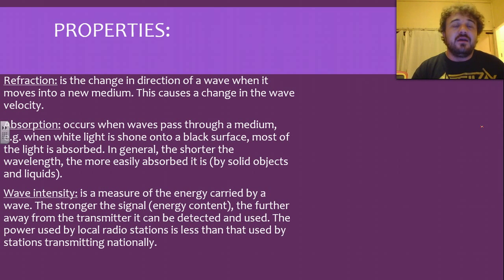Refraction is the way the wave changes direction. We can use it to slow waves down, or to bend them. Absorption is when a wave passes through a medium and loses its intensity. As sound passes through a wall from the air, it loses intensity. It gets absorbed, or with light, a black object absorbs most of it. Wave intensity is the strength, so the amplitude. The higher the amplitude, the more intense it is, and the further it will go, because that relates to the power or energy of the wave.